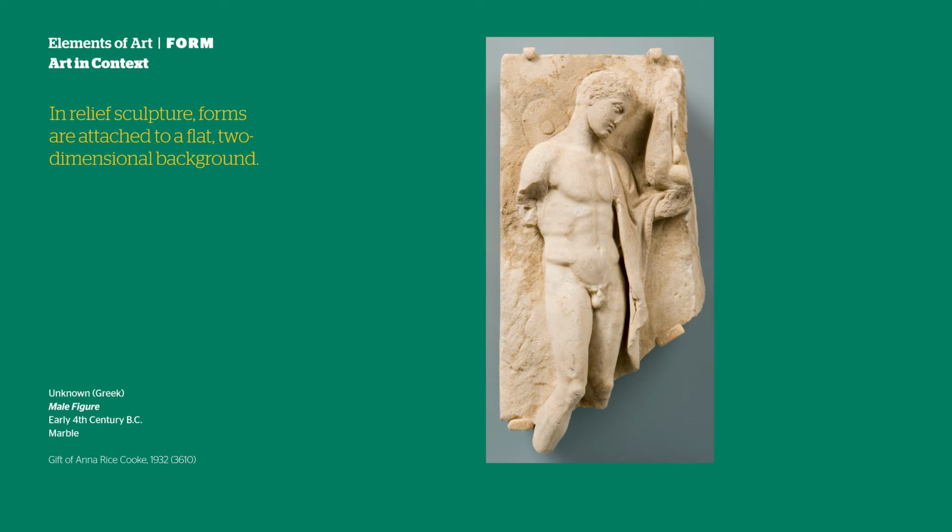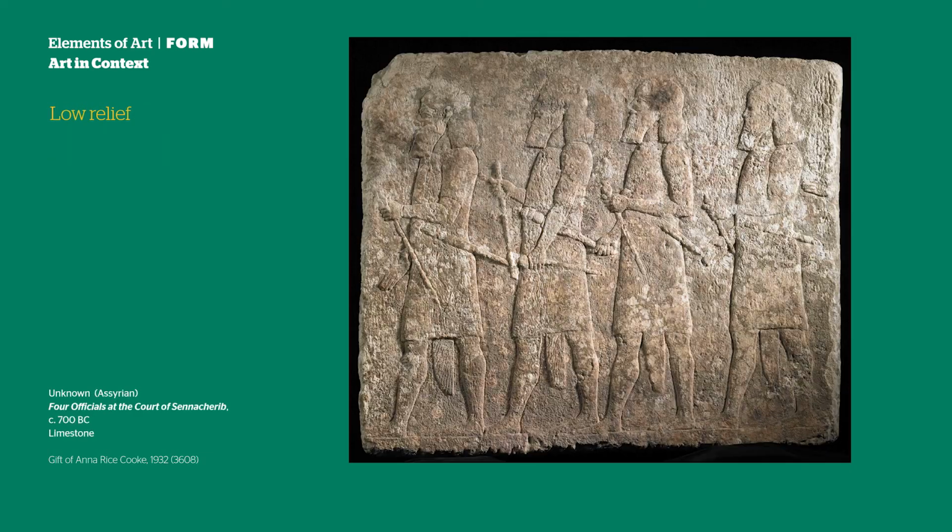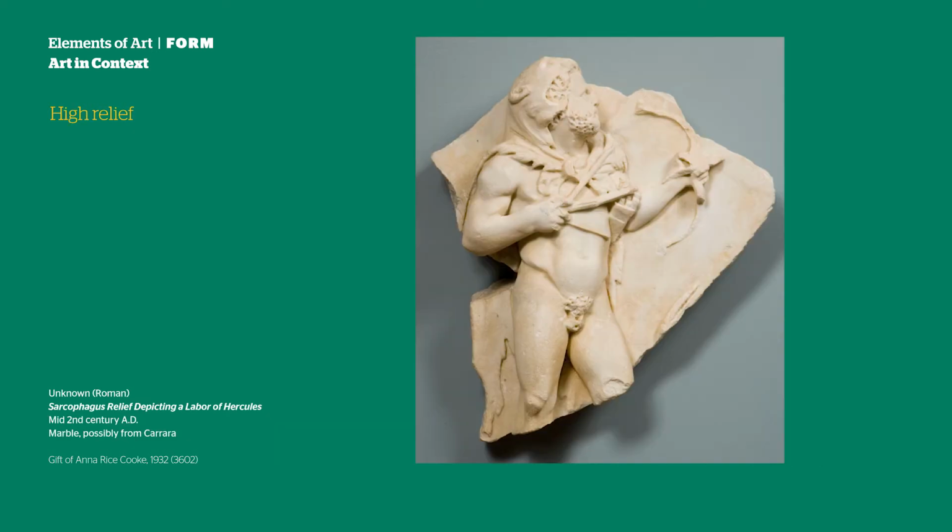Relief sculptures can't be viewed from all sides. Instead, in relief sculpture, forms are attached to a flat 2-dimensional background. There are 3 different kinds of relief sculpture. In low relief, the forms don't project far from the background. Works with high relief have forms that extend far from the surface of the work, creating a greater 3-dimensional effect.